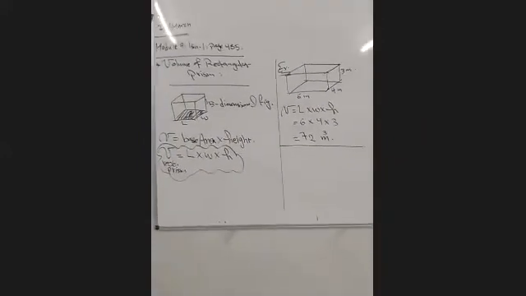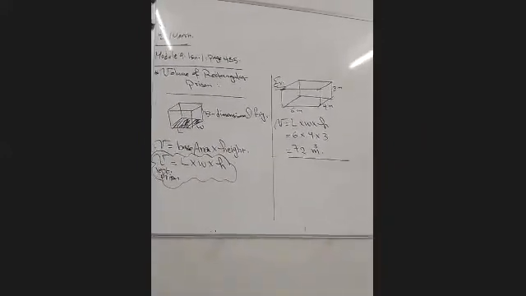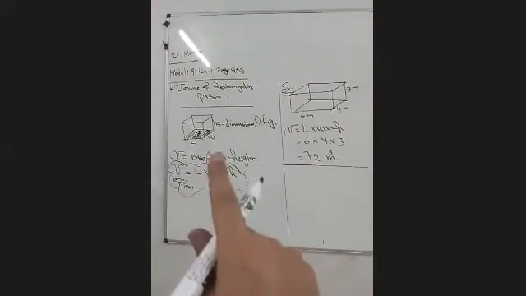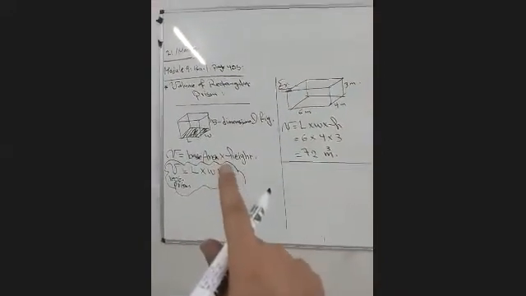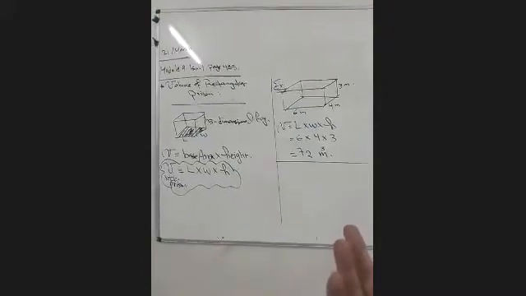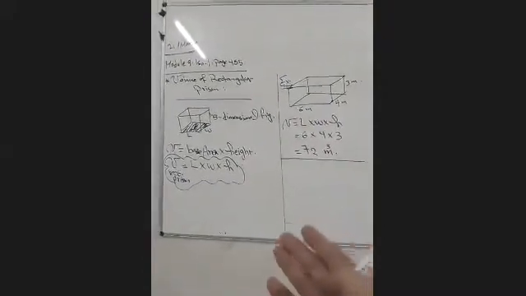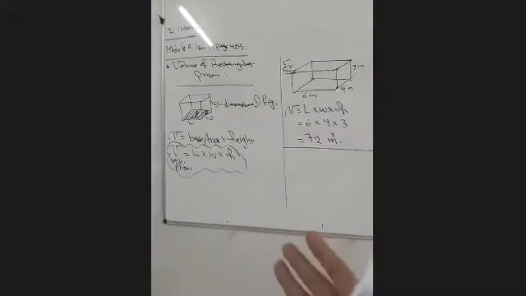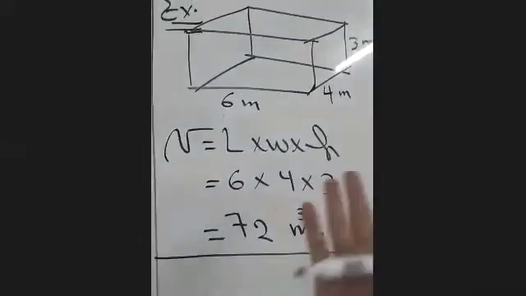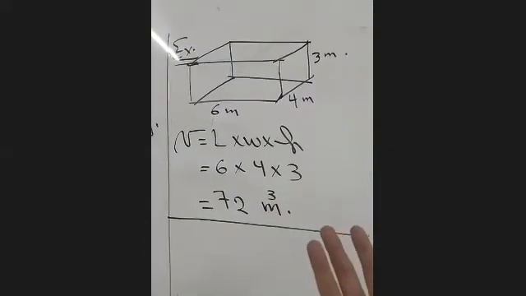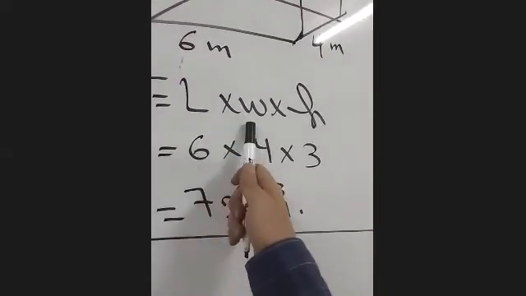Do you understand how we find the volume of a rectangular prism? No, I didn't understand so much. So this is the thing you should ask about: how to find the volume of the rectangular prism. This is the important thing here: multiply length by width by height.